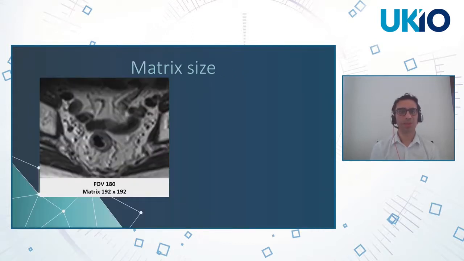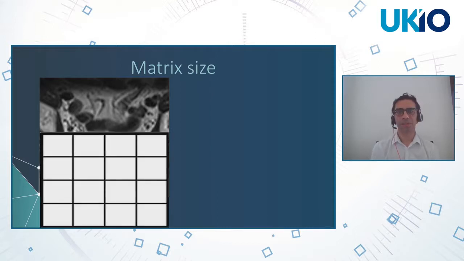So we'll start with matrix size. The field of view is the size of the area being imaged, in this example 180. The matrix size is the number of pixels in the field of view, so here 192 by 192. The pixel size is field of view divided by matrix. We can see that this combination of field of view and matrix size in this example has given a blurry image, as the pixel size is relatively large.